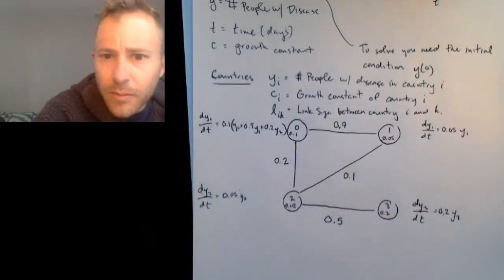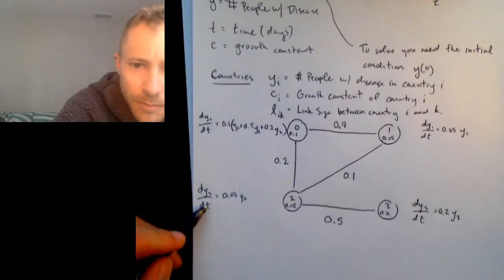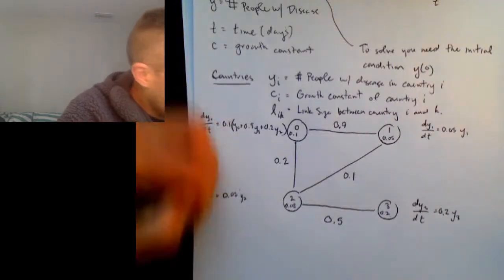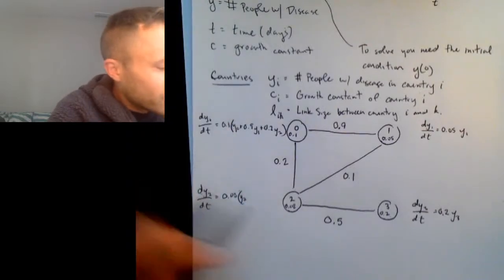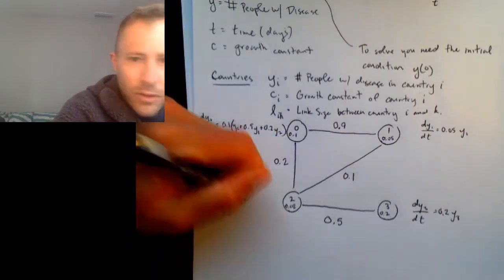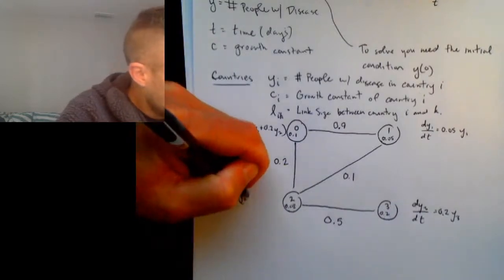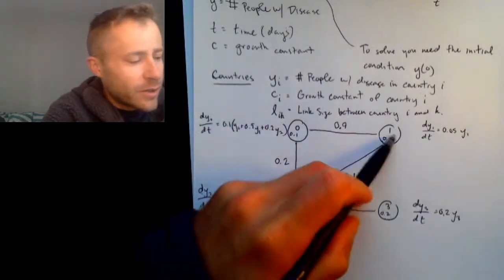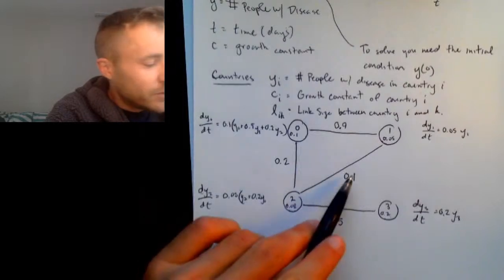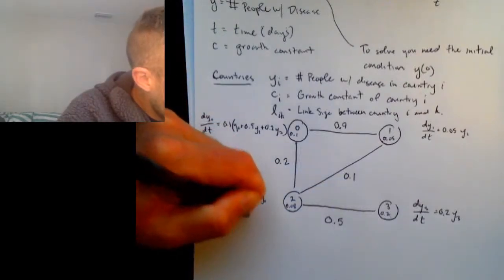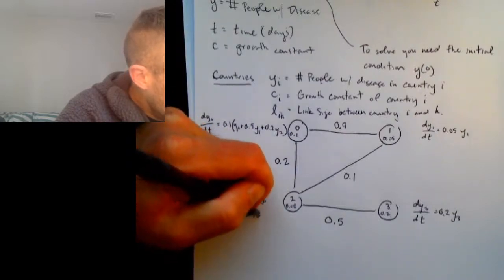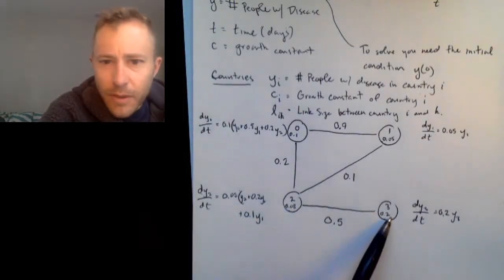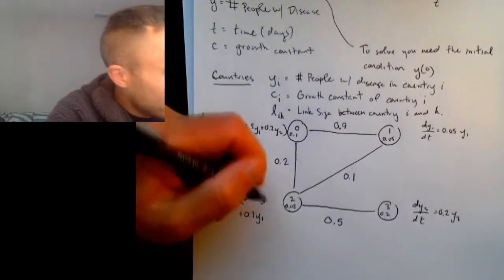Okay. So let's do this one. Okay, okay. So country 2 is connected to country 0 with a link of strength 0.2. Country 2 is connected to country 1 with a strength of 0.1. And then country 2 is connected to country 3 with a link of strength 0.5.